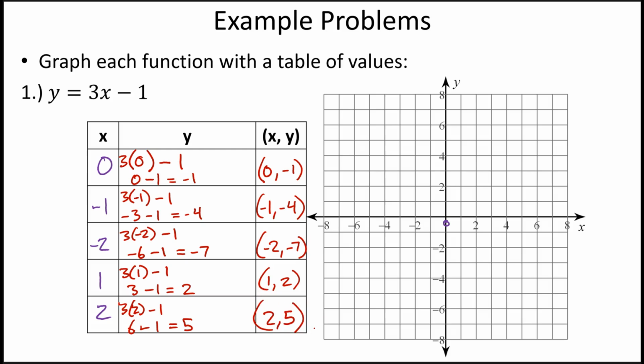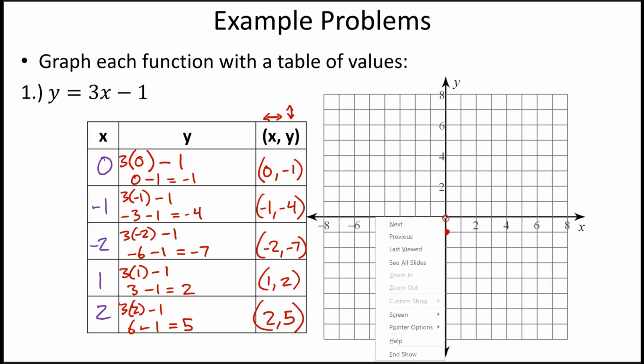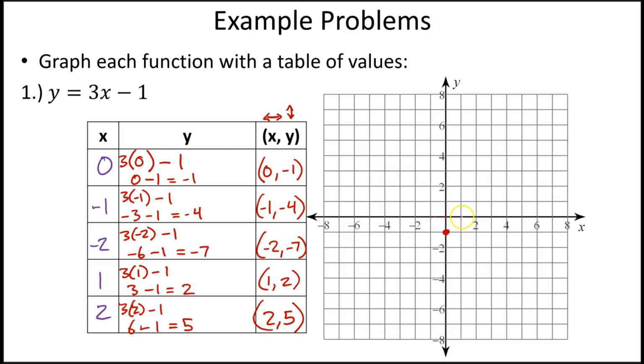All right, and we go ahead and we plot each of those. So 0, negative 1, so I have my first point down here. Just to remember that our x values go left and right. Our y values go up and down, so I start at my origin. My x is 0, so I do not need to go either left or right, but I go down 1. So negative 1, negative 4, so start at my origin, go left 1, and down 4. There's my next point. Negative 2, negative 7, so start at my origin, left 2, down 7.